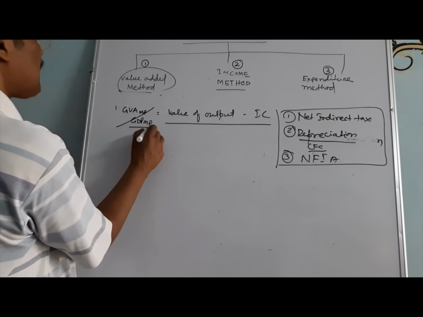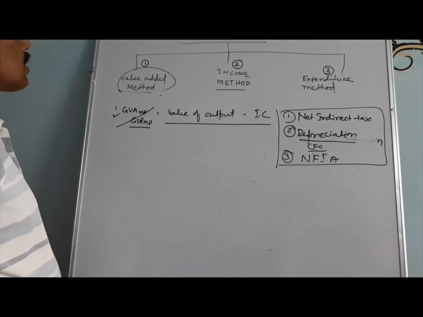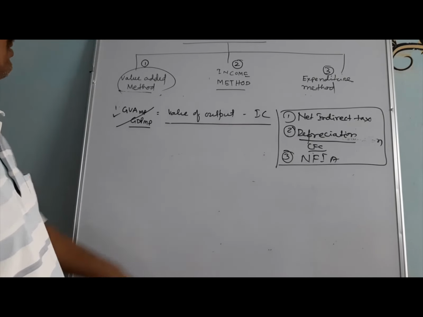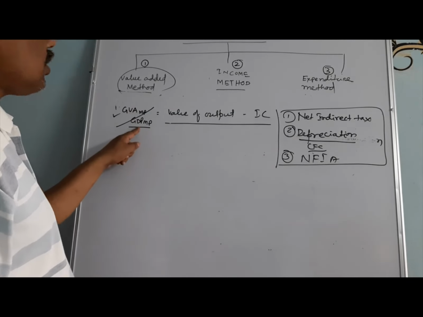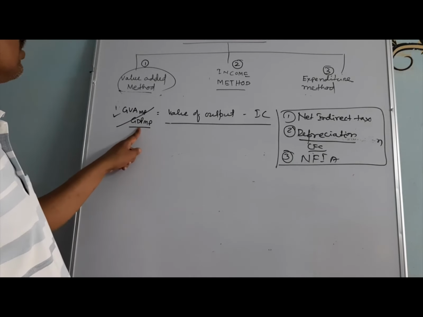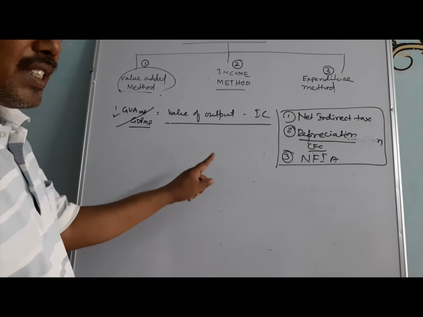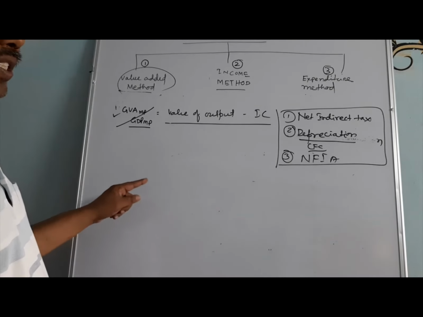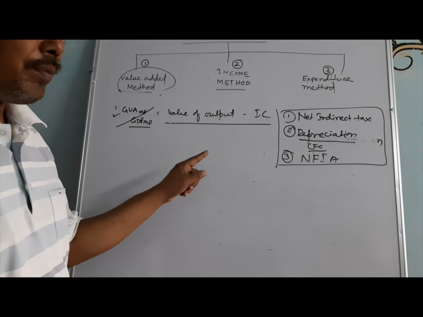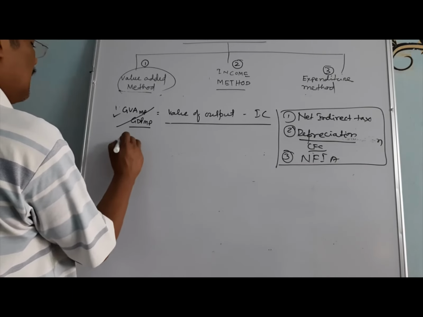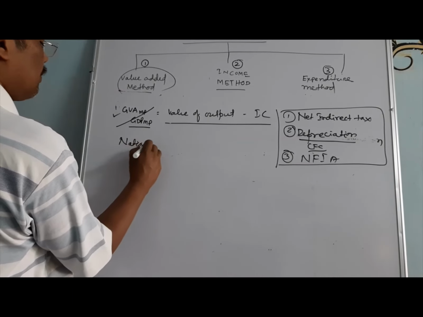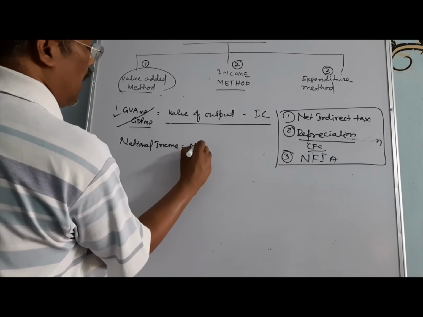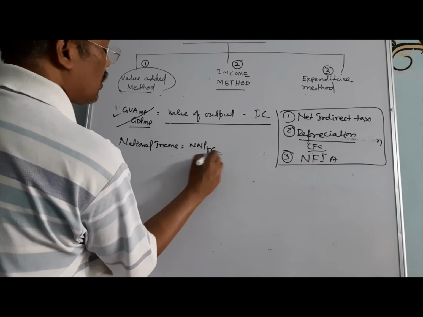From GDP at market price or gross value added market price, we find out the value of output minus intermediate consumption. Then from GDP at market price, we have to calculate the national income. Whenever the question comes, I have already told all of you, national income is called NNP at factor cost. Remember it: national income means NNP at factor cost.